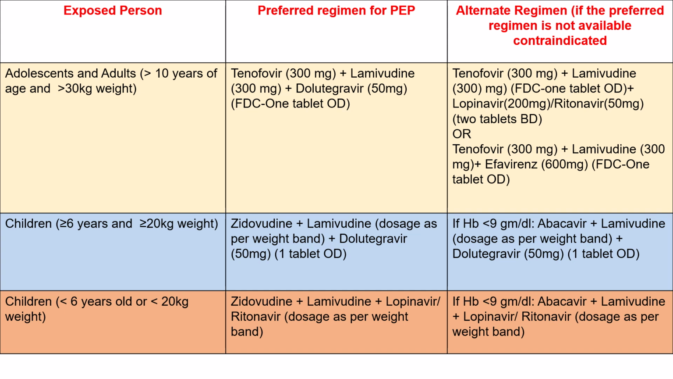Children more than or equal to 6 years and more than or equal to 20 kg body weight: zidovudine plus lamivudine plus dolutegravir 50 milligram. If Hb is less than 9 gram per deciliter, abacavir plus lamivudine, dosage as per weight, and dolutegravir 50 milligram 1 tablet. Children less than 6 years or less than 20 kg: zidovudine plus lamivudine plus lopinavir or ritonavir, dosage as per weight. If Hb less than 9, then abacavir, lamivudine plus lopinavir and ritonavir.